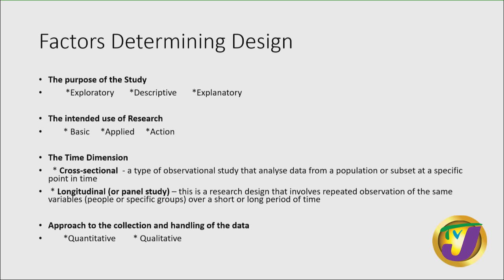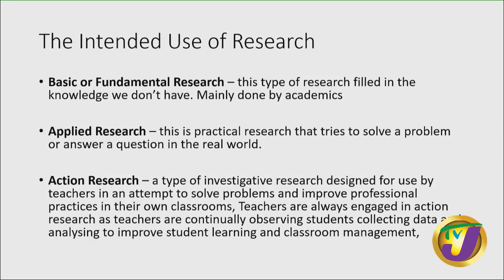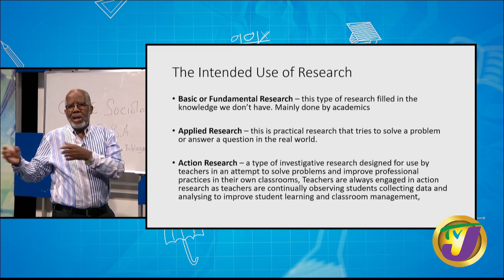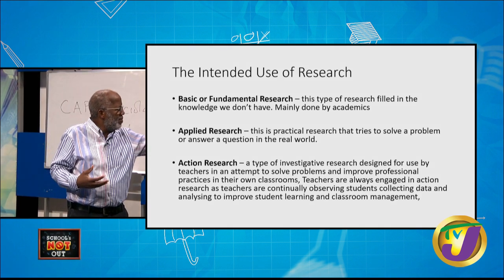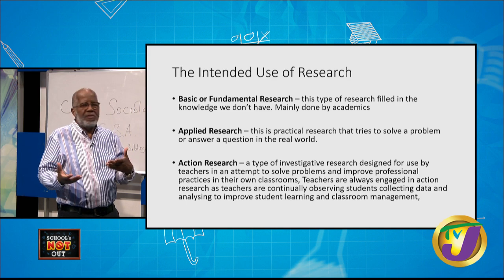But people had called in or sent in an email to ask about the intended use of research, basic or fundamental research. So this type of research is filling the knowledge we don't have. We want to find out, for example, the one that we are using, is there a correlation between the family type and student academic performance? We don't have that information, so we seek to find that information. It could be a basic type of information.